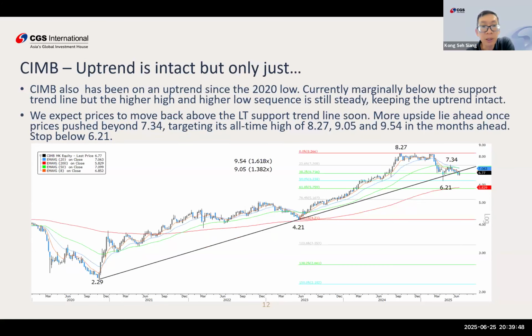CIMB is also the same thing. It's still in a long-term uptrend. It's trading marginally below its support trend line, but as long as the April lows continue to hold, the structure should see prices continue to push higher for CIMB as well. So we expect CIMB to move back above the long-term trend line over the next few weeks. More upside should lie ahead if prices push beyond 734, targeting about 830, 905, and 950 over the next few months. Your stop is below 621, which is the April low.